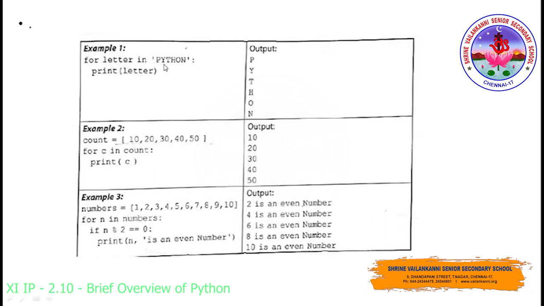If you look at the next letter, you have Y. That Y will be assigned to the control variable letter, and it will be printed in the next line. Similarly, the next letters get printed. So this is how your for loop works.